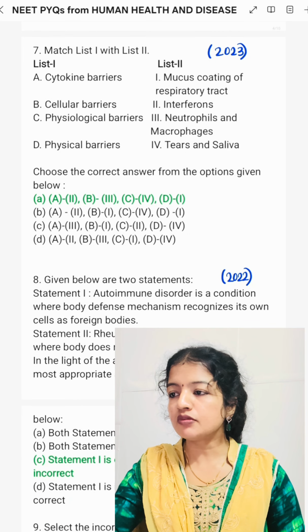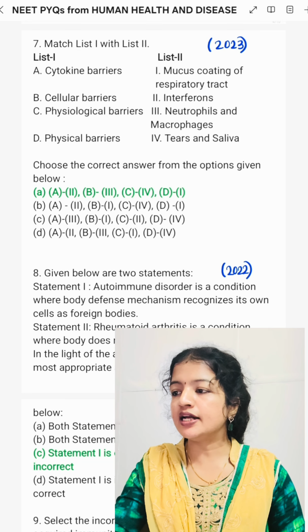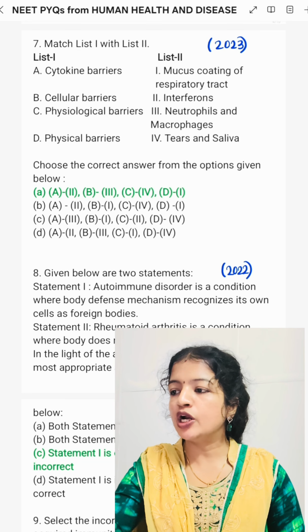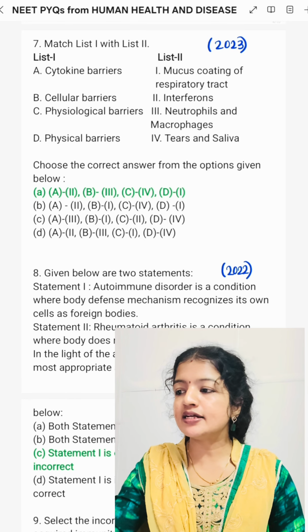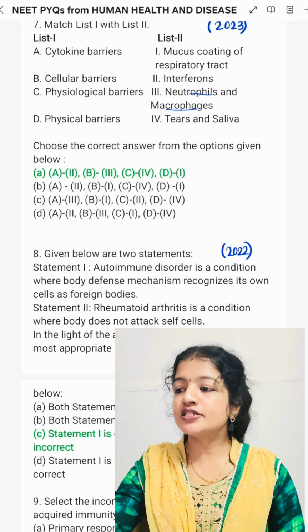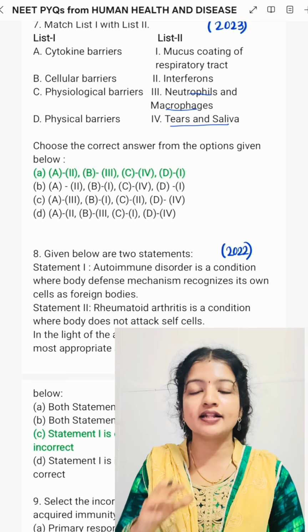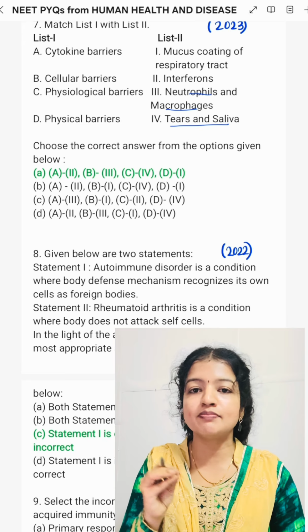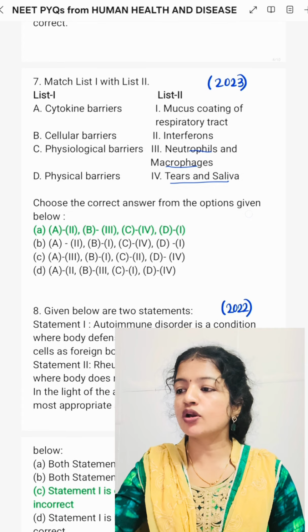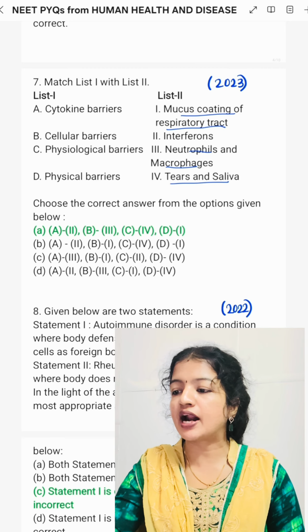Okay. Then match list 1 with list 2. So cytokine barriers, pathina, it is interferons. A 2. Then cellular barriers, neutrophils and macrophages. B 3. Then physiological barriers, tears and saliva, acid in the stomach. இதெல்லாம் வந்து physiological barriers which prevent microbial growth. So C 4. Physical barriers, mucus coating of the respiratory tract.